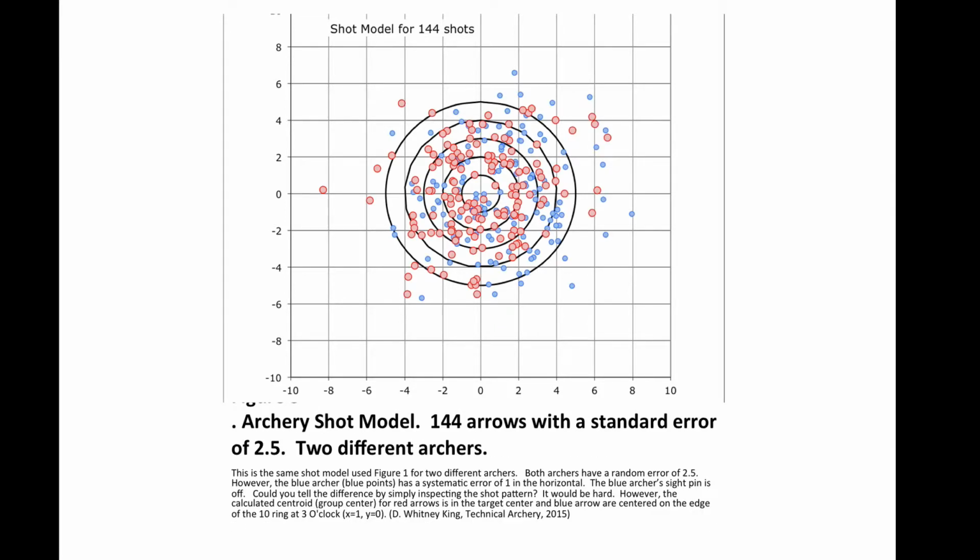In the real world, our shot distribution looks a little more like this. Again, I have the red archer and the blue archer. The red archer is shooting with the centroid in the middle, and has a standard deviation of 2.5. The blue archer is also shooting with a standard deviation of 2.5. So their random errors are the same, but the centroid is shifted. And it's only through careful statistical analysis that you'd probably be able to determine that this person is shooting 1 unit to the right. So they would move their sight pins to the left to correct for this.